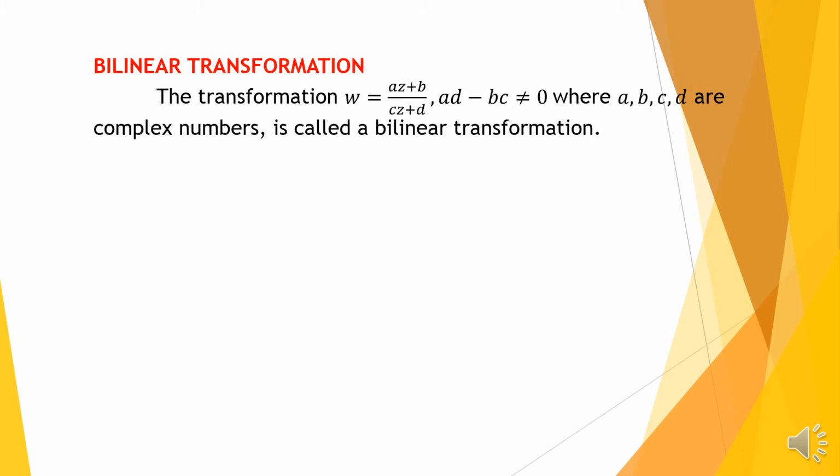Bilinear transformation. The transformation w = (az + b)/(cz + d), when ad - bc is not equal to 0, where a, b, c and d are complex numbers, is called a bilinear transformation.